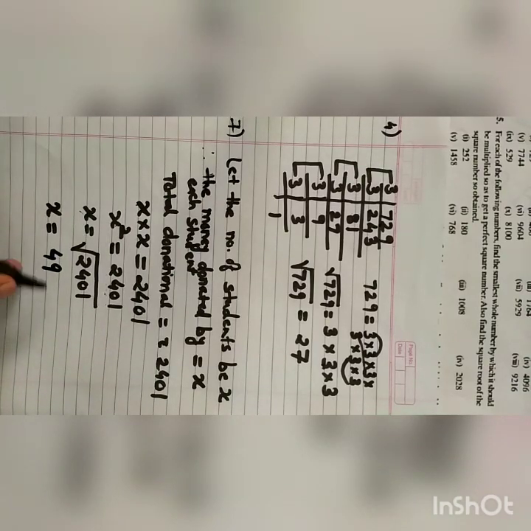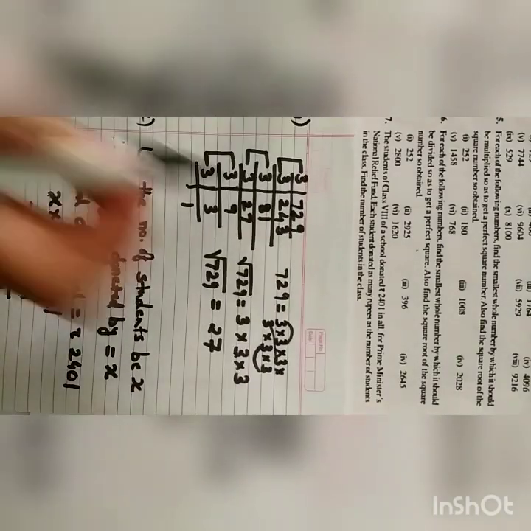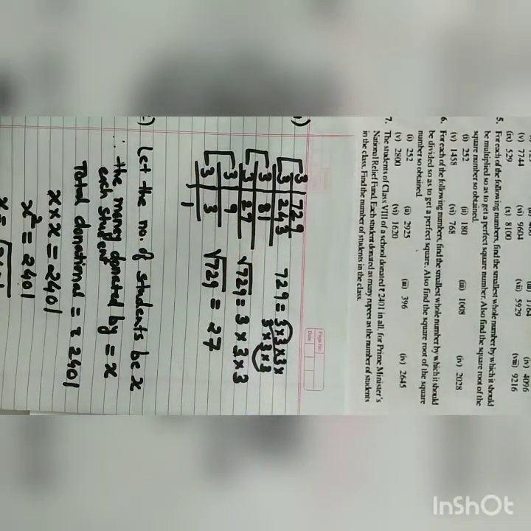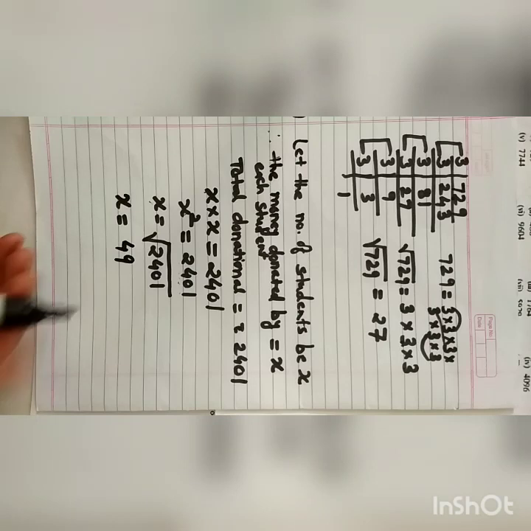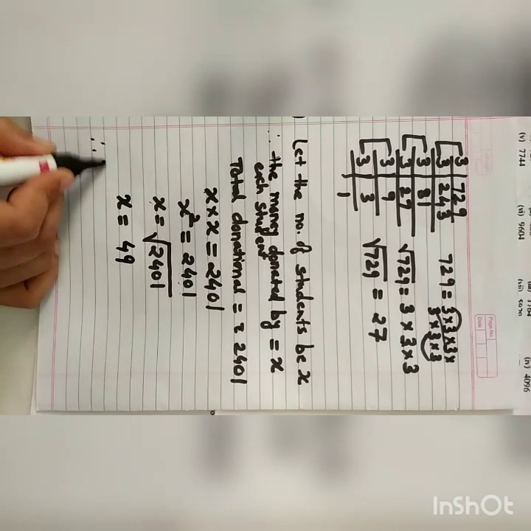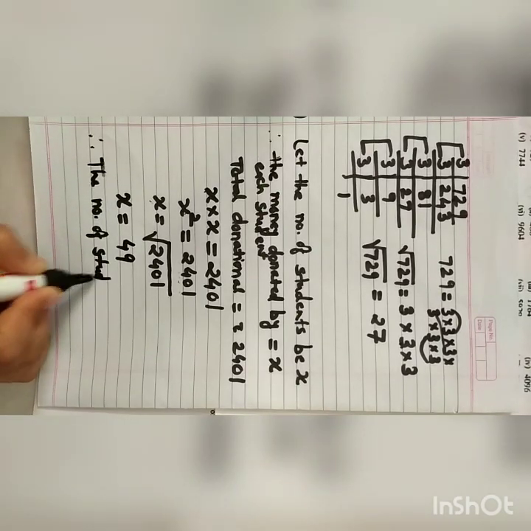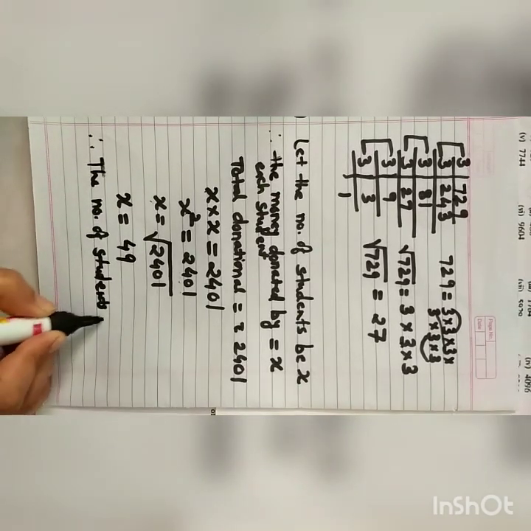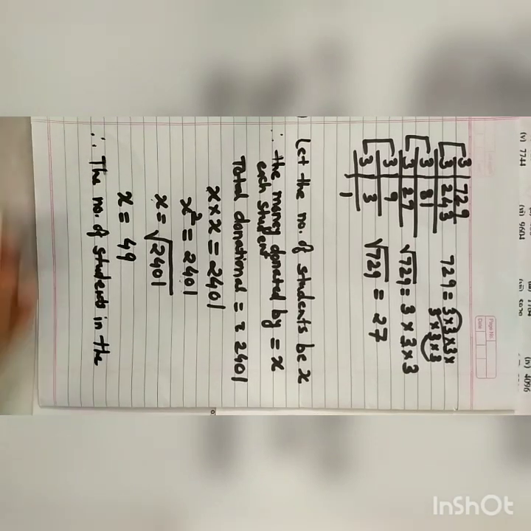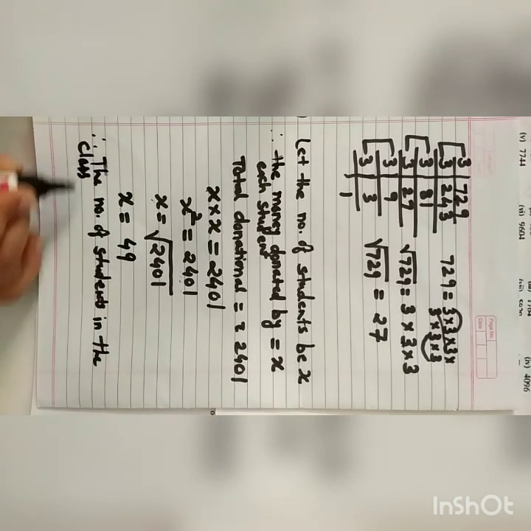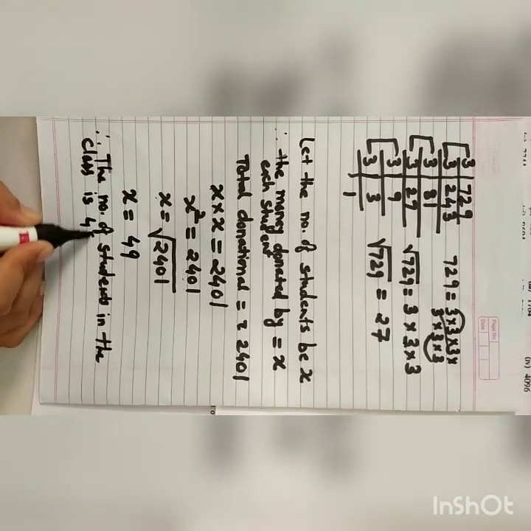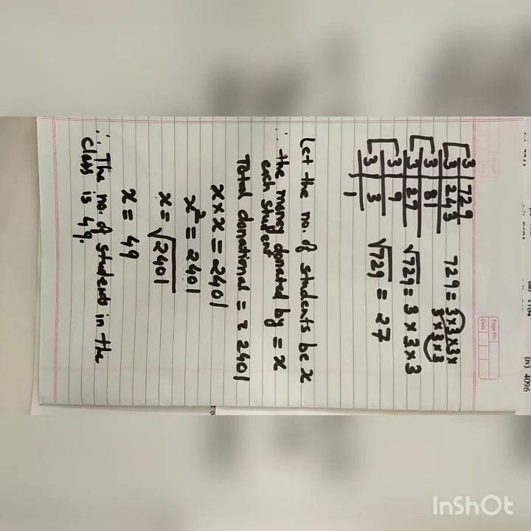x equals 49. What is our x? x is the number of students. And what is asked in the question? Find the number of students in the class. So the number of students in the class is 49. In this way we have to solve exercise 6.3.